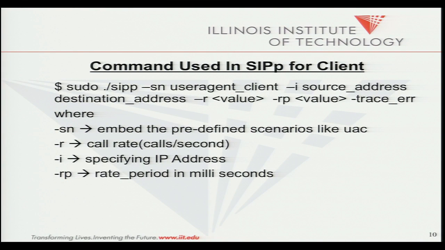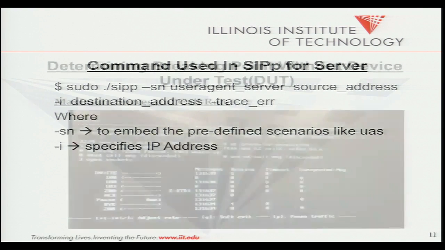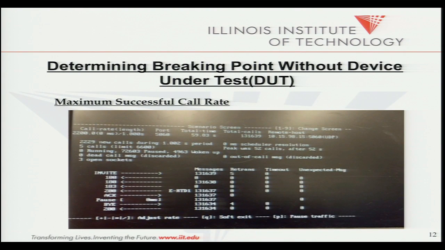So the command flow is as follows, and we need to have sudo rights for the root user. With the command shown, there are multiple options, with -sn being to embed the predefined scenarios used for the client and the server, -r being the call rate in calls per second, -i being wherein we specify the IP addresses for the source and the destination, and -rp being the rate period, which is measured in milliseconds. The similar command will be used at the server side, with the exception that the call rate and rate period won't be there. So from here, Nishchal will take on with the results of the rest of the project.